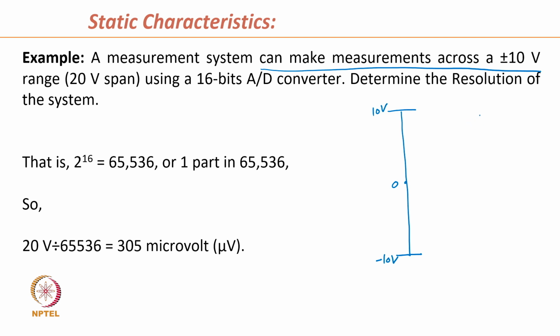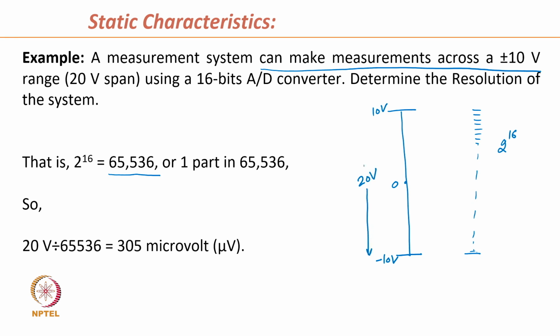So, the number of levels we will have in this A to D converter will be 2 to the power 16. These will be the number of levels produced by the A to D converter. So, 2 to the power 16 equals 65,536 levels, and how much does this correspond to in voltage? Minus 10 to plus 10 means 20 volt.